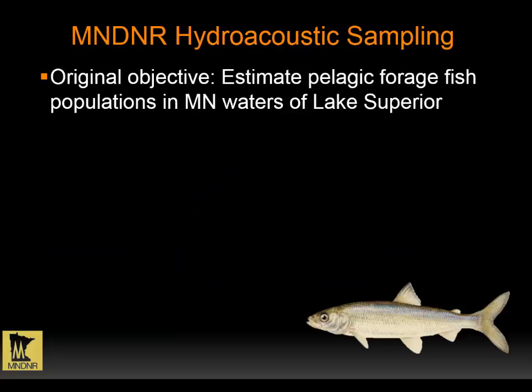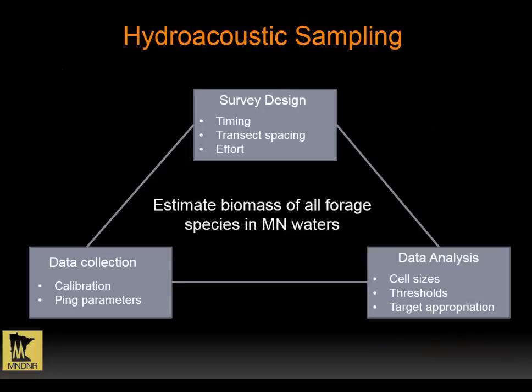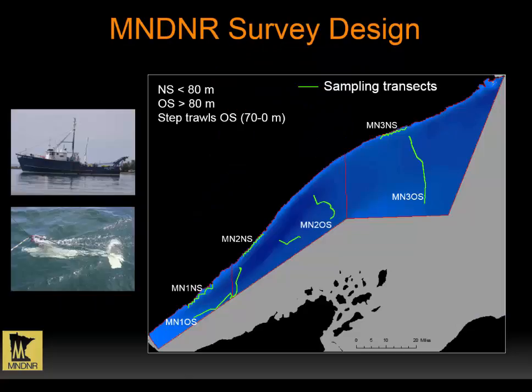In the Minnesota DNR, the original objective when we began hydroacoustic sampling in our agency was to estimate pelagic forage fish populations in the Minnesota waters of Lake Superior. This was related to goals with lake trout restoration, to look at the abundance of forage and run some bioenergetics to see whether there was forage available for the recovering lake trout. The pilot work was completed in 2003 and 2004, and we gave all the hydroacoustic data to somebody externally to analyze during the years 2007 to 2012. Our objective was to estimate the biomass of all forage species in the Minnesota waters, and associated with that, a survey design was put in place, which is the survey design we use through today.